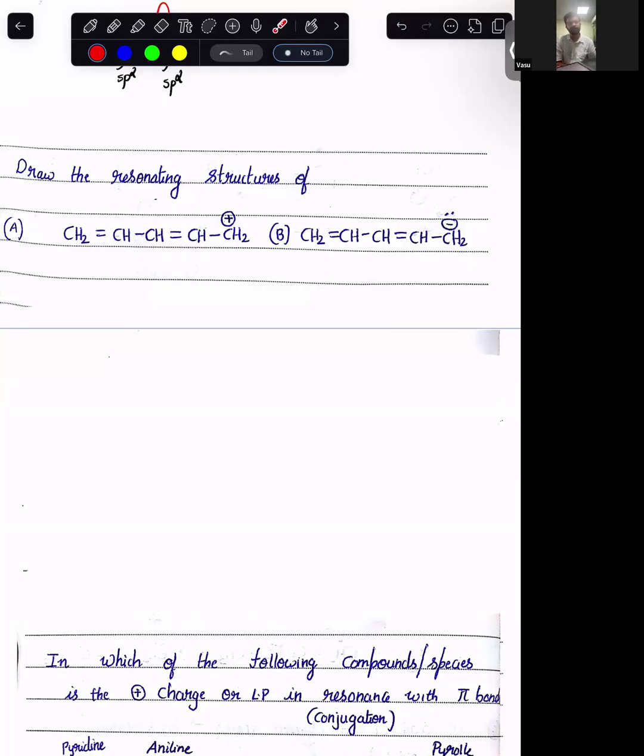Just show the resonating structures. You can draw other resonating structures which are quite unstable as well, but you need not show them. Just show some possible good resonating structures.